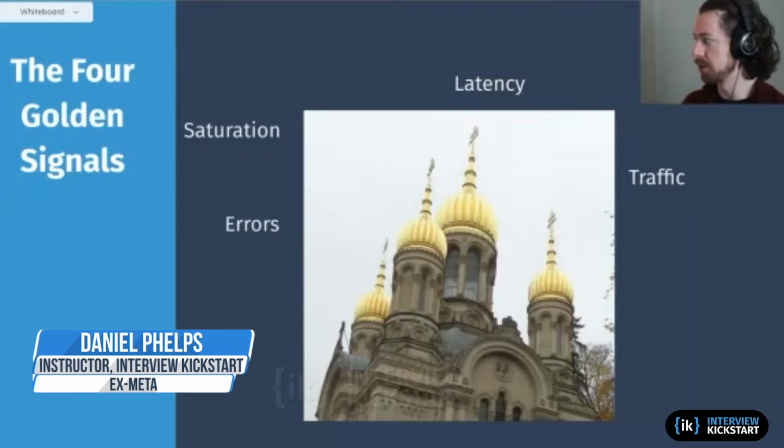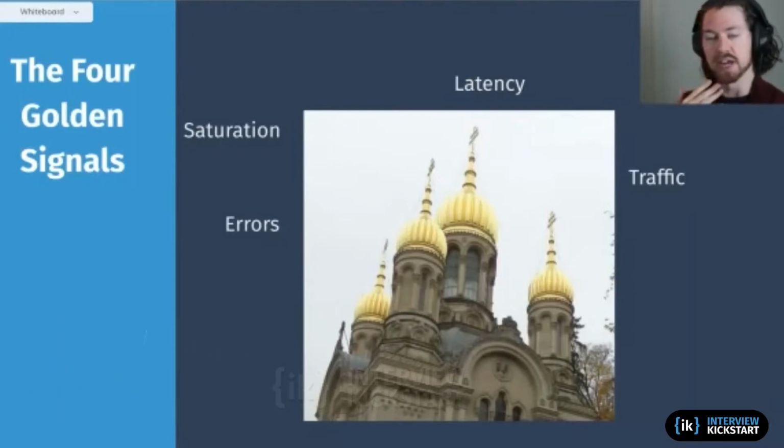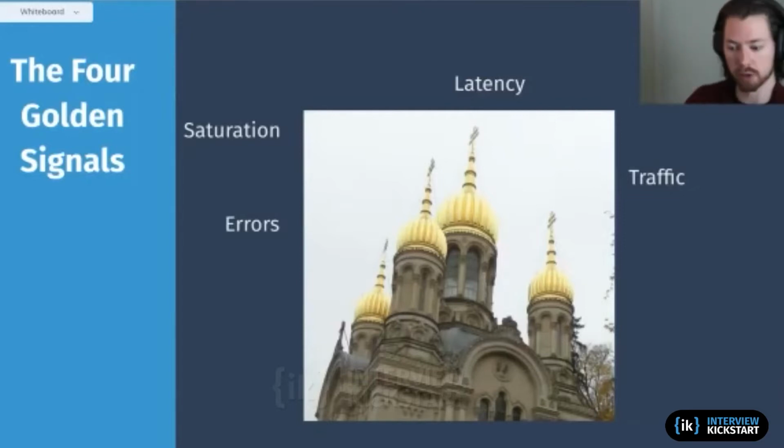Here is a picture of 4 golden spires, if that will help remember 4 golden signals: saturation, errors, latency, and traffic. As I was saying before, I have not seen in an interview that they will specifically ask you what are the 3 pillars, what are the 4 golden signals. The reason why I'm teaching it this way is because it's easy to teach this way. It's easy to be like, here are the 3 pillars, here are the 4 golden signals.